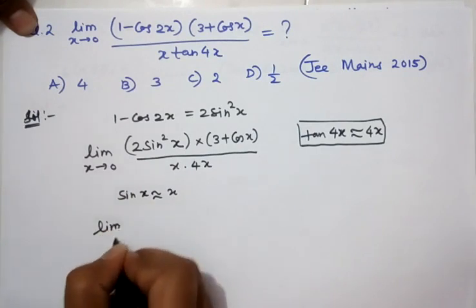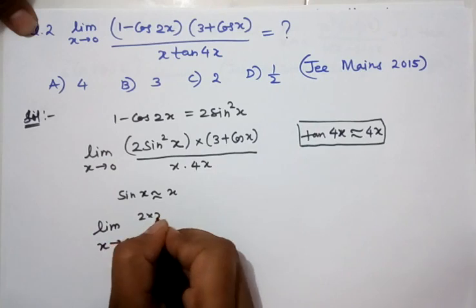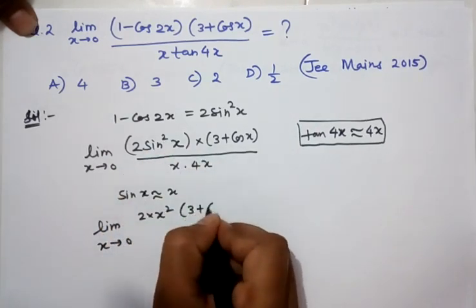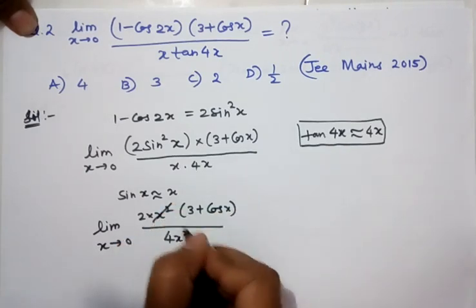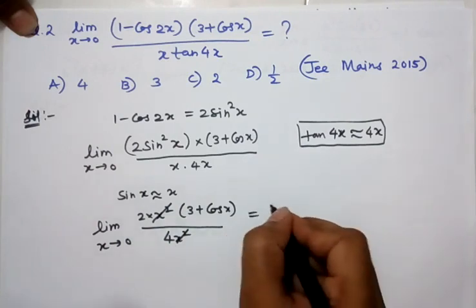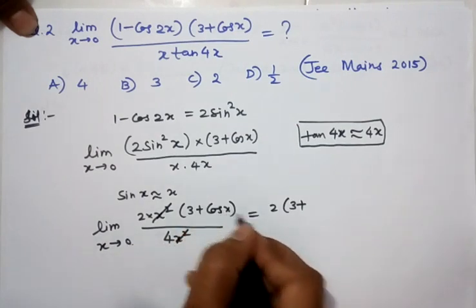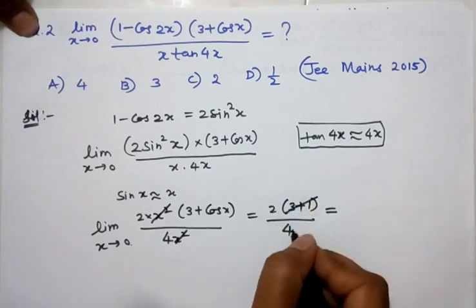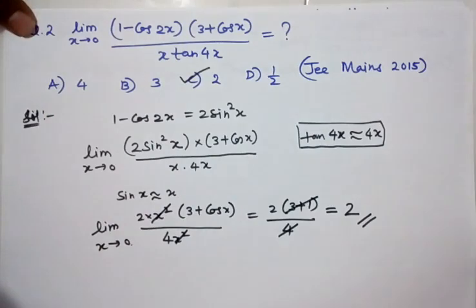Now sin x is also approximately equals to x. Substitute here. So limit x tends to 0, we get 2 into x square. Sin x is x, so sin square will be x square. 3 plus cos x by 4x square. So the x square gets cancelled. We get 2 times 3 plus, put x tends to 0, cos 0 is 1, by 4. 3 plus 1, that is 4, gets cancelled, answer is 2. That is option C.